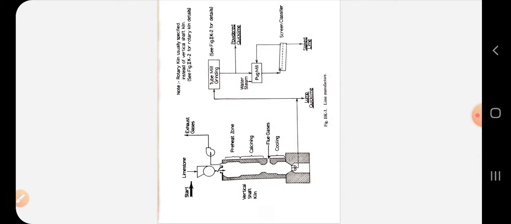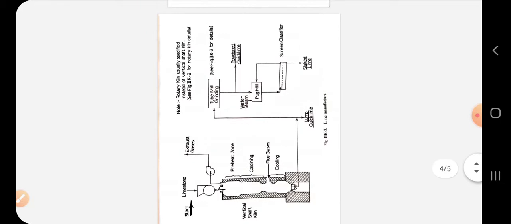So this was the manufacturing quicklime process, the process for manufacturing of lime. We saw different grades of lime can be obtained from this process.